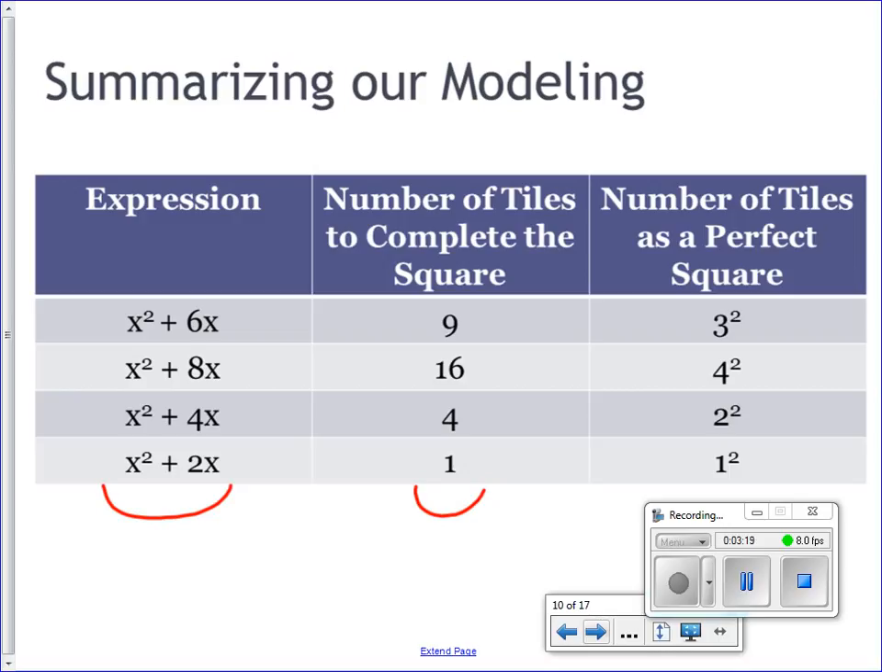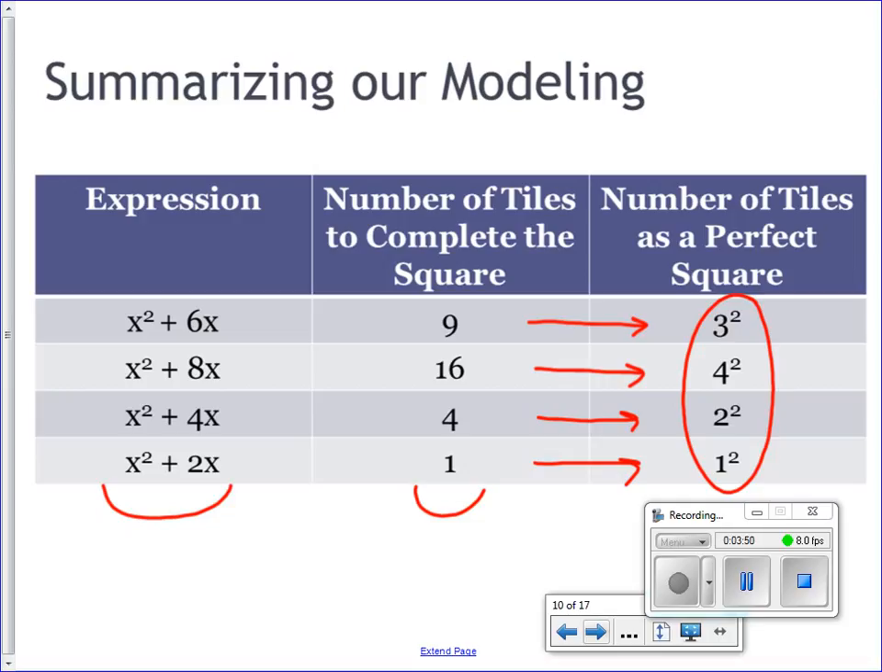Well, what you might notice is between columns 2 and 3, 9 is a perfect square, 16 is a perfect square, 4 is a perfect square, and 1 is a perfect square. And this is how we know that. We know that 9 is 3 squared, 16 is 4 squared, 4 is 2 squared, and 1 could also be written as 1 squared. Now, so how do we get that?